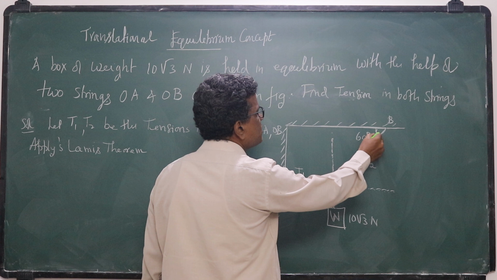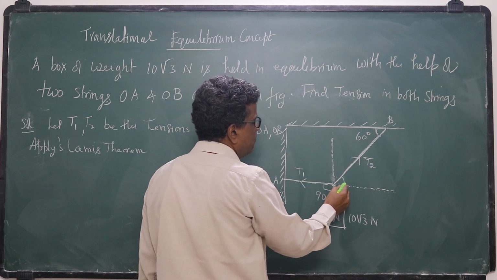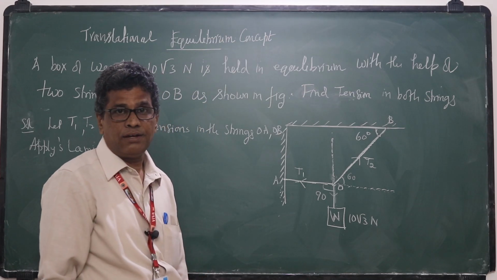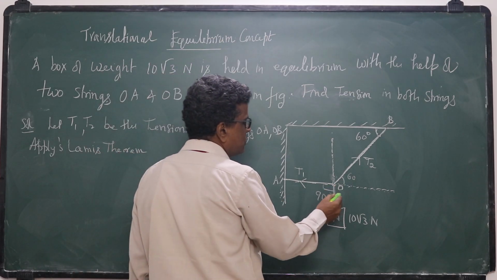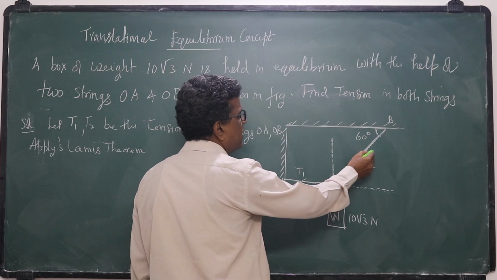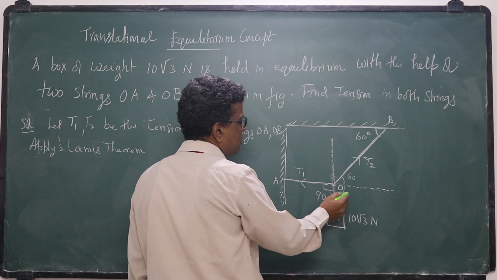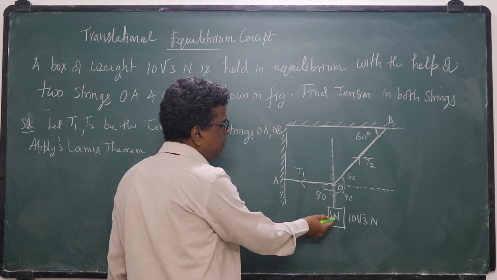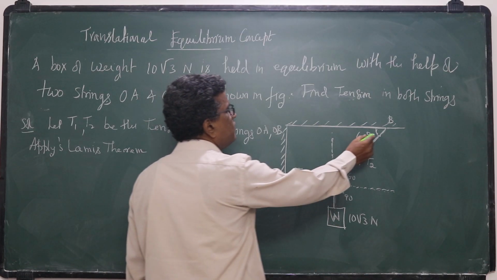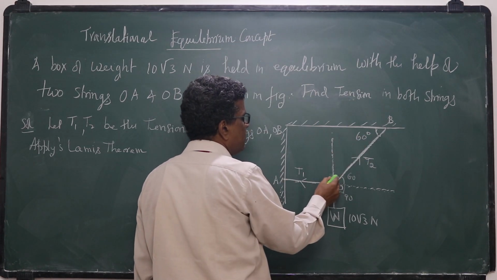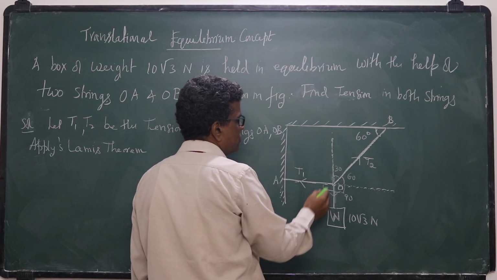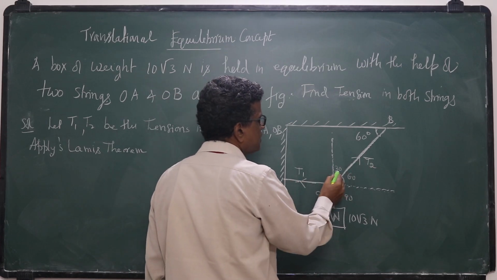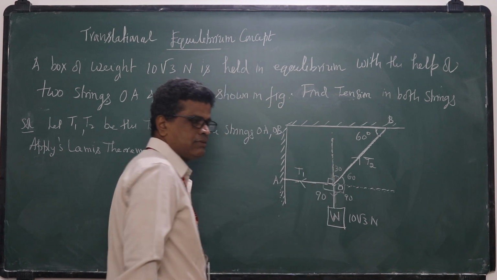If this angle is 60, then this angle also becomes 60, since opposite angles are equal. So the angle between T2 and W is 90 plus 60. The angle between T1 and W is 90. If this is 90, this angle becomes 30, so the angle between T1 and T2 is 90 plus 30.